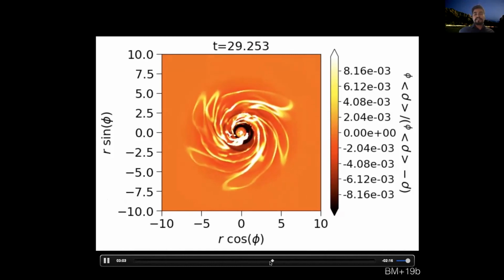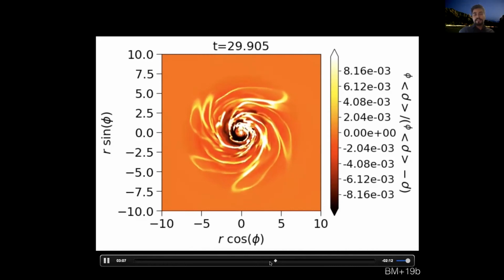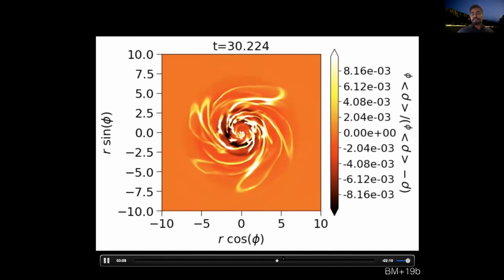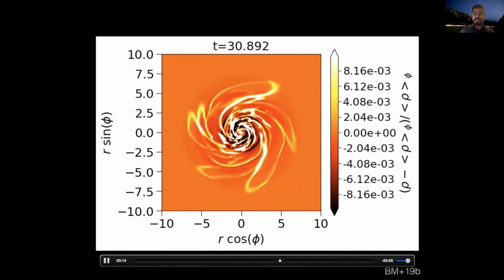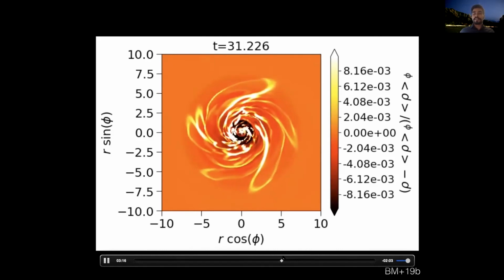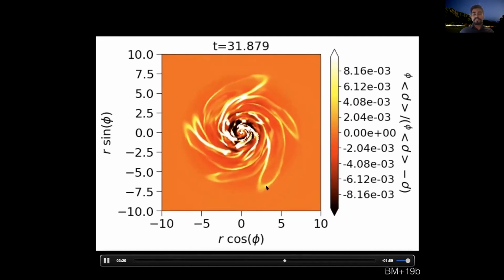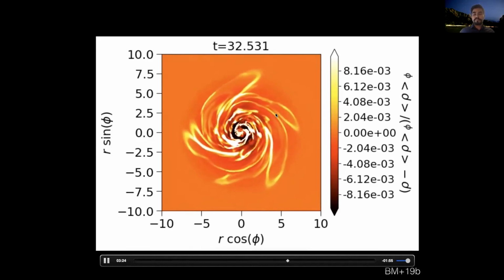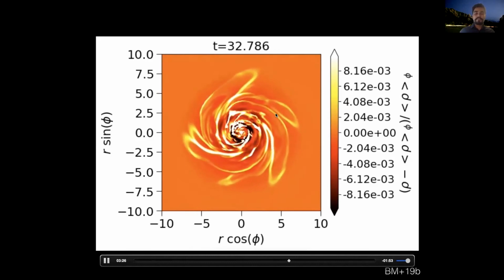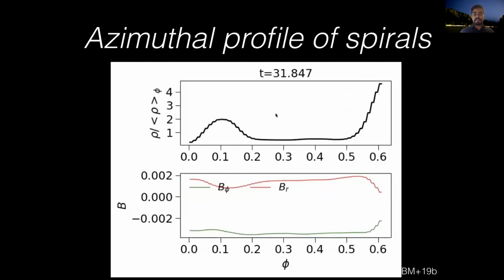So the idea is that the density is confined in this edge of the spiral region. This plot is subtracting off the phi average density and then normalizing it with the phi average density. So you see that most of the density is concentrated on this surface of the spiral structure, which is coinciding with the current sheets where the field lines are flipping the sign.